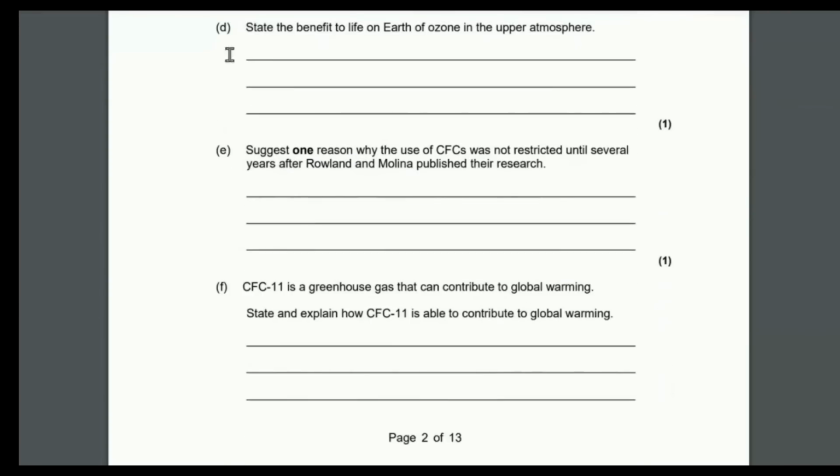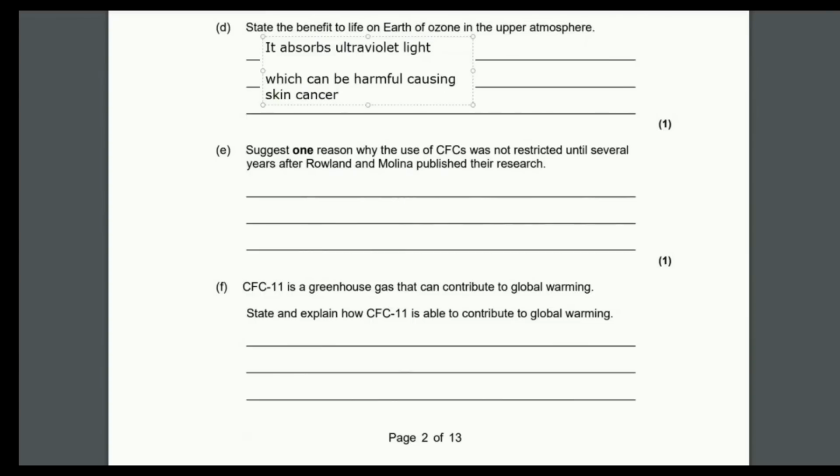Okay, moving on, state the benefit to life on Earth of ozone in the upper atmosphere. What is the ozone for in the upper atmosphere? It absorbs harmful ultraviolet radiation, which is going to reduce the amount of skin cancer, reduce the amount of harmful UV radiation reaching human beings on the Earth's surface, essentially. You can say blocks UV light if you like.